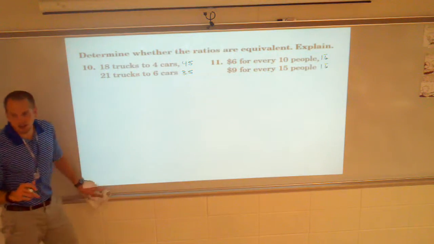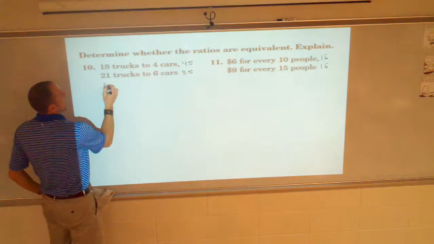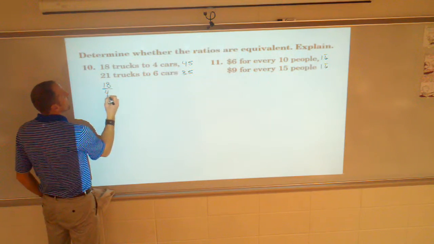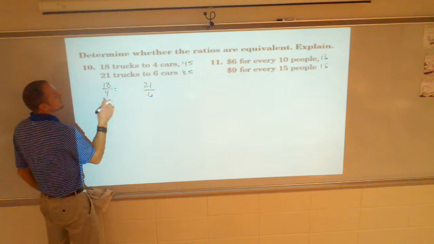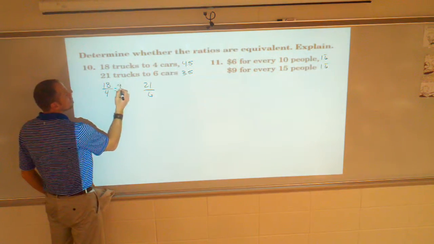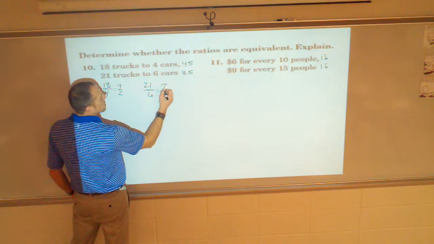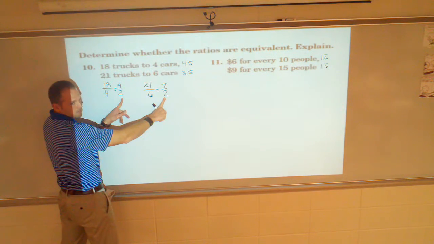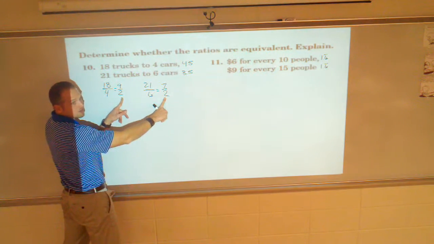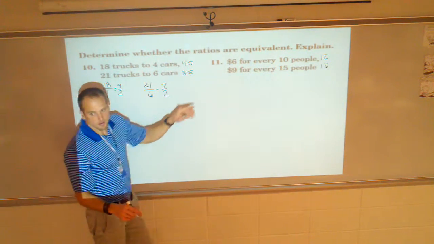Another way that you can do it without a calculator. 18 over 4 and 21 over 6. Reduce these. Divide them both by 2. This is going to be 9 halves. Divide these both by 3. This is going to be 7 halves. Are these 2 the same? No. So they are not equivalent.